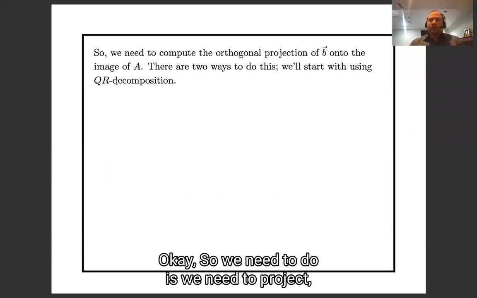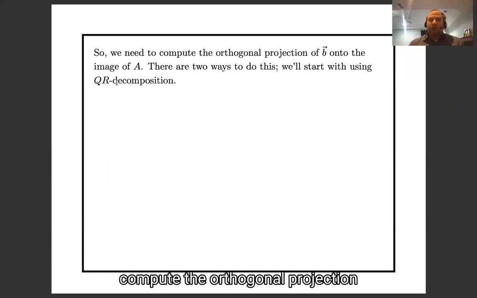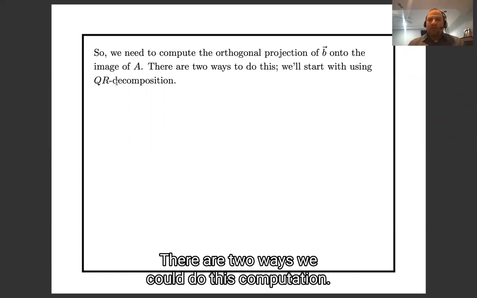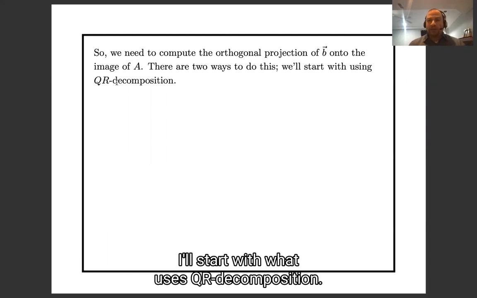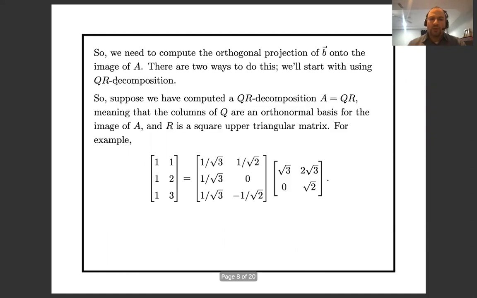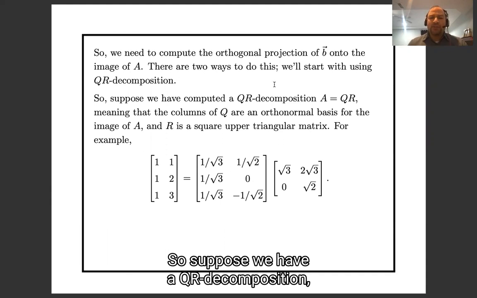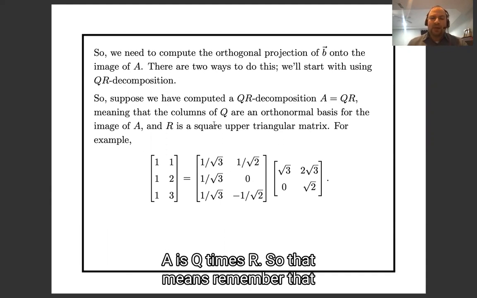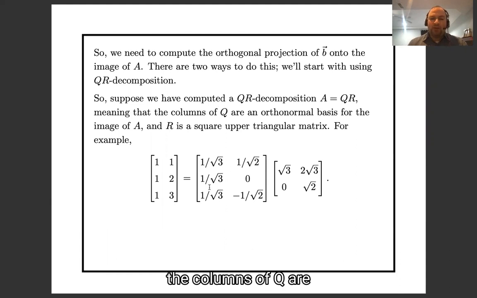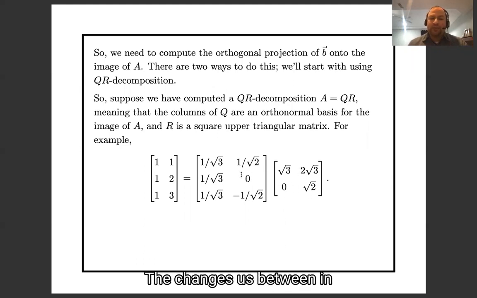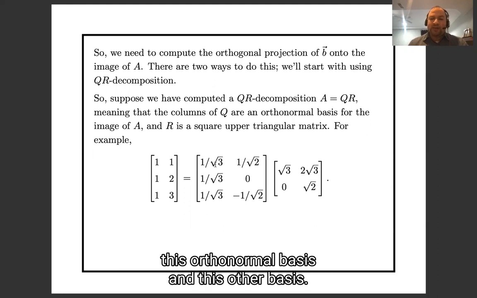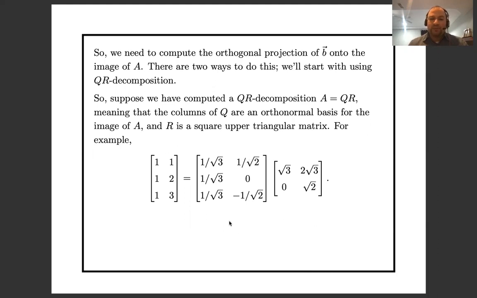Okay, so what we need to do is we need to compute the orthogonal projection of B onto the image of A. There are 2 ways we could do this computation. One of them uses QR decomposition and one of them doesn't. I'll start with the one that uses QR decomposition. Okay, so suppose we have a QR decomposition. A is Q times R. So that means, remember, that the columns of Q are an orthonormal basis for the image of A, and R is the change of basis matrix that changes us between this orthonormal basis and this other basis.